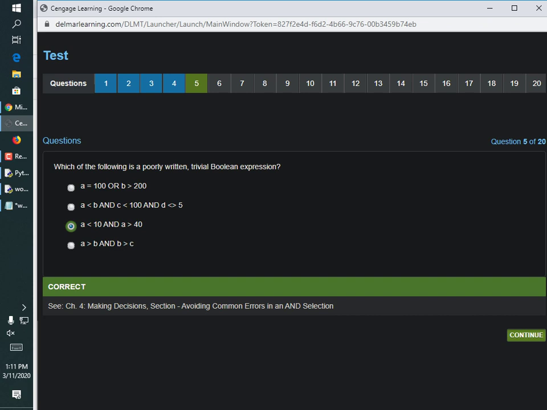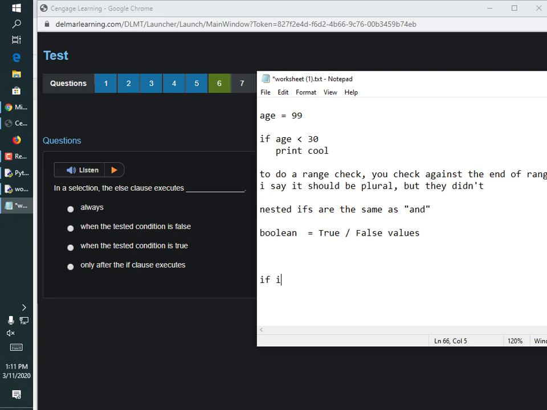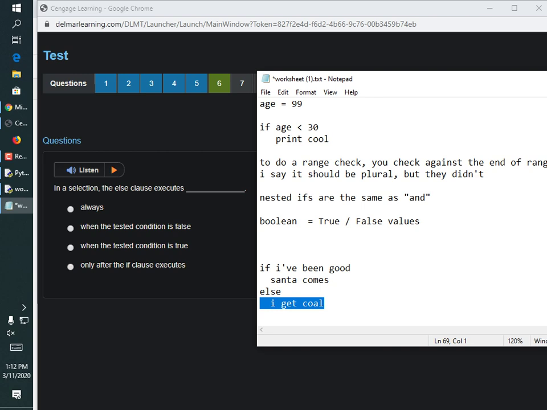Which of the... Okay, I answered that one. Continue. In a selection, the else clause executes always... No. Well, what's an else clause? If I've been good, Santa comes, else I get coal. So this doesn't happen always, unless it's impossible for me to be good. Does it happen when the tested condition is false? Yep. That's when it happens.